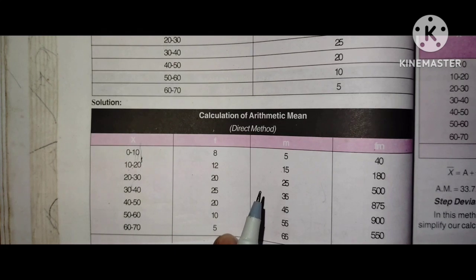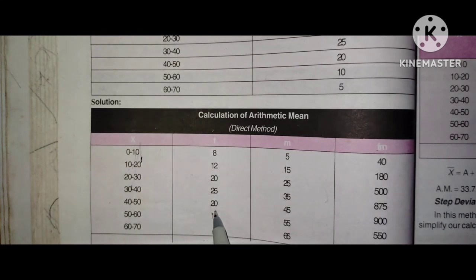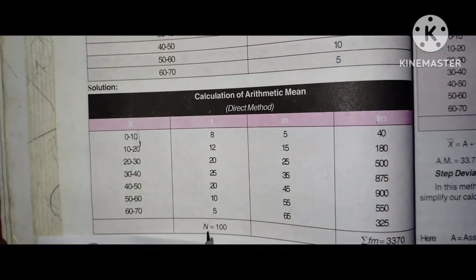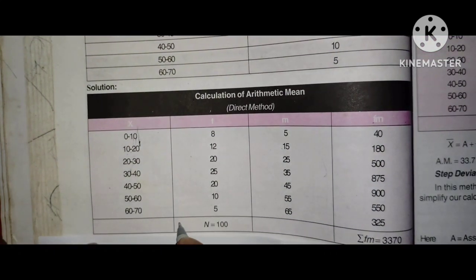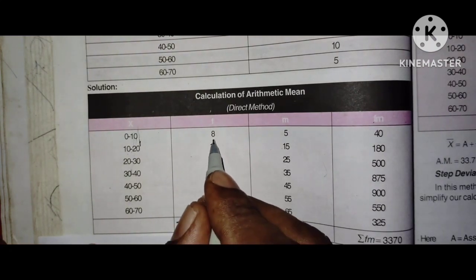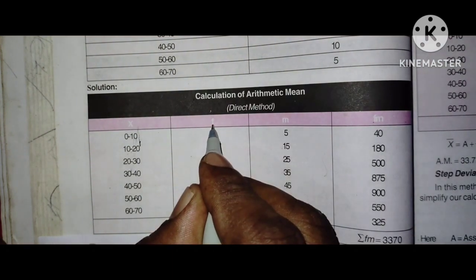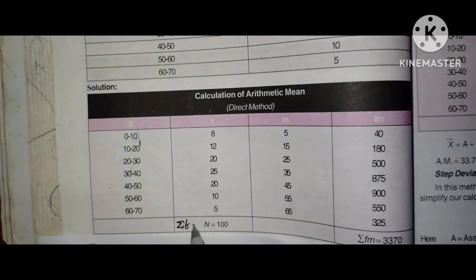Now what you have to do, all these frequencies you have to add together. When we add all the frequencies, this is called n, or you can say this is called sigma f. Sigma means the sum of frequency. When you total it and get the total, then this is denoted by f. So you have to write here sigma f, or you can use n.